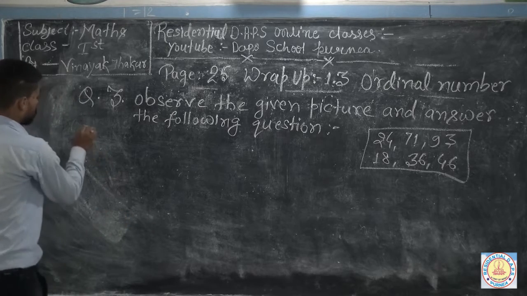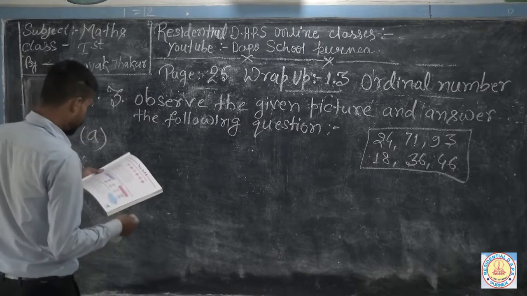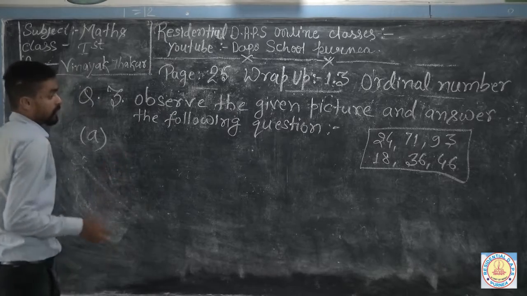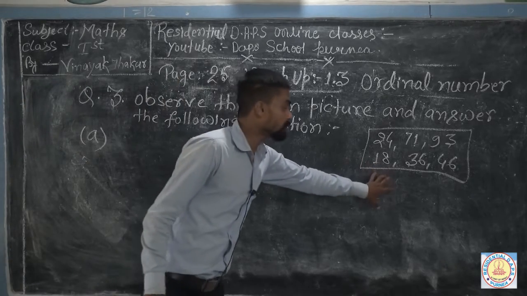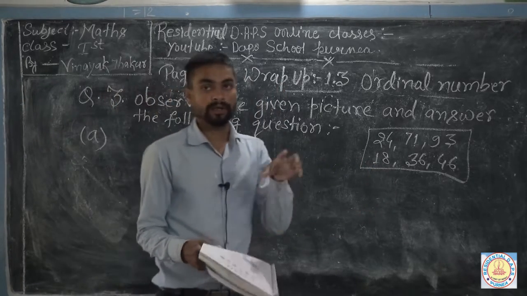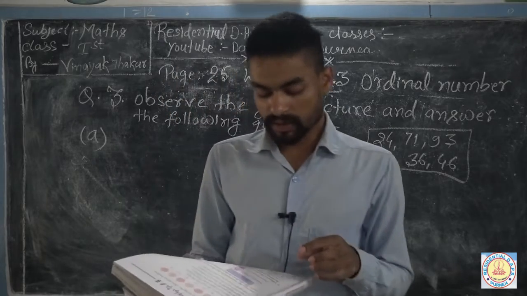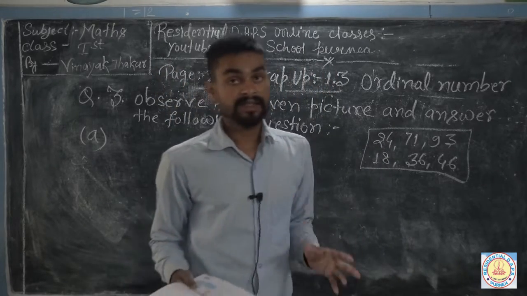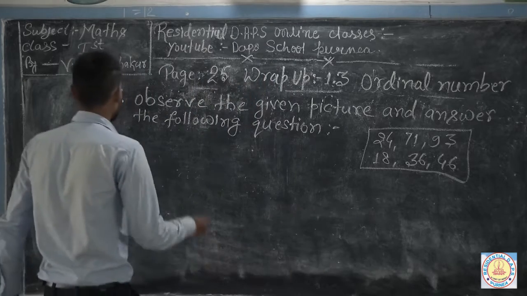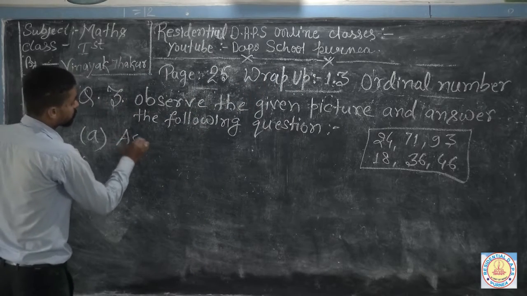At first, in your question A, you have to arrange all those numbers in ascending order. Your first question says to arrange in ascending order.